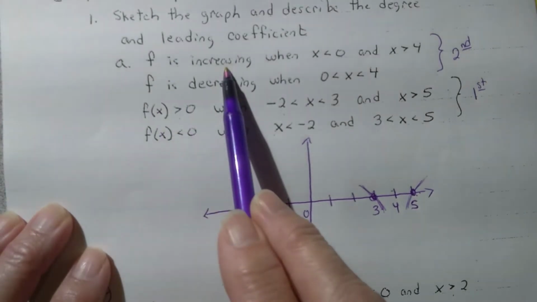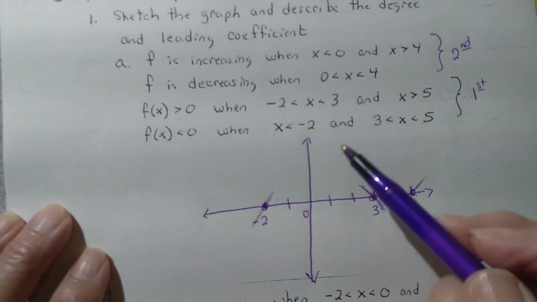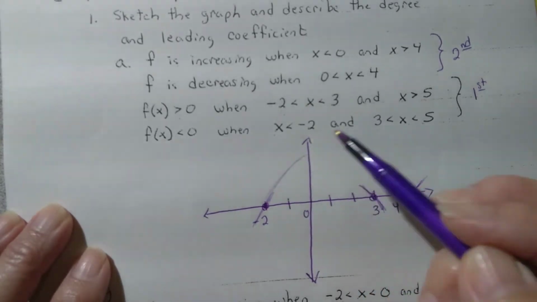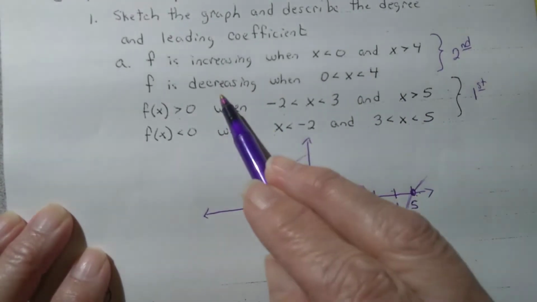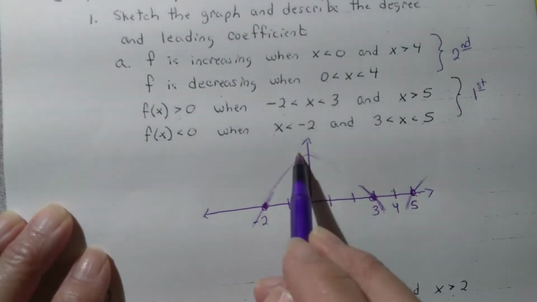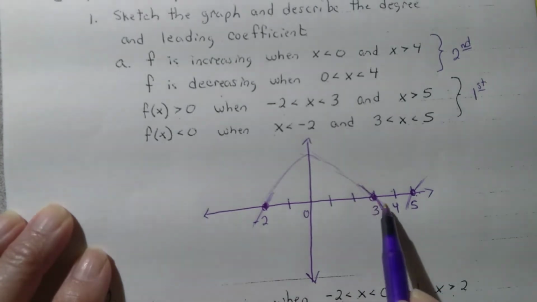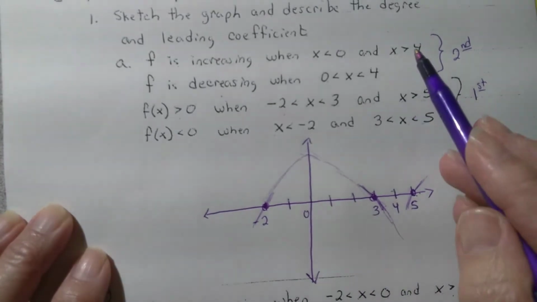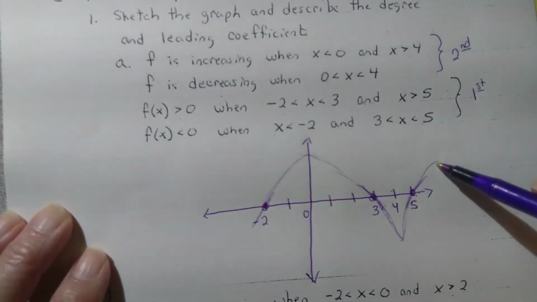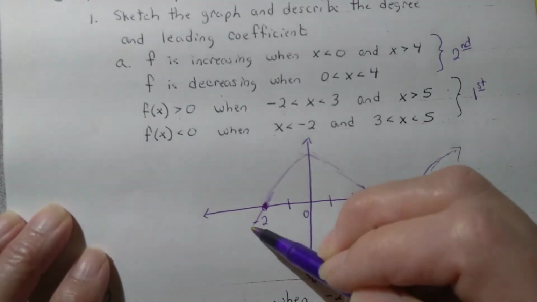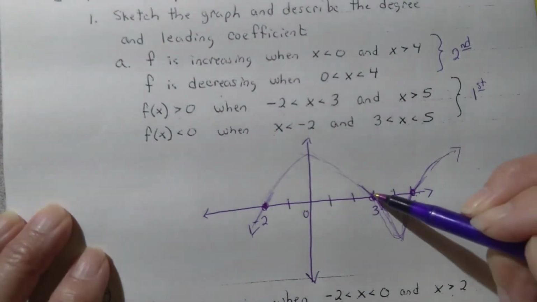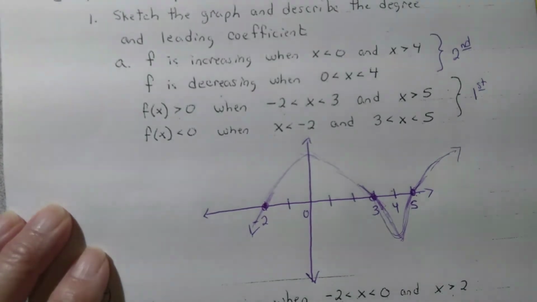F is increasing. That means it's heading up when x is less than 0. So when x is less than 0, it's heading up. Past 0 to 4, it's heading down, all the way to 4. And then after 4, it's heading back up again. And I've got my sketch. Smooth that thing out. Should be a little rounder right here, but that's basically my graph.